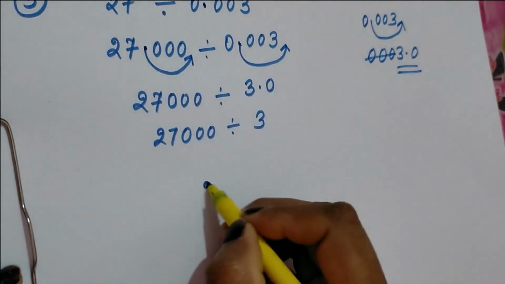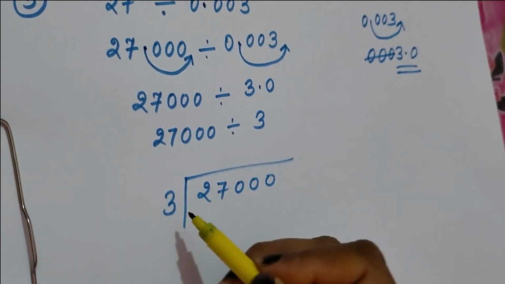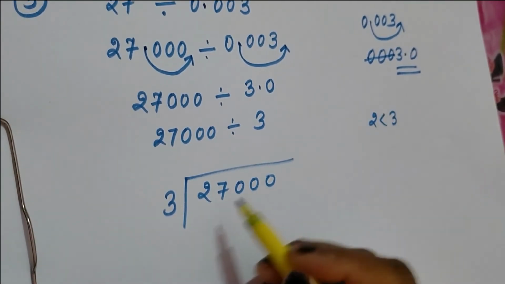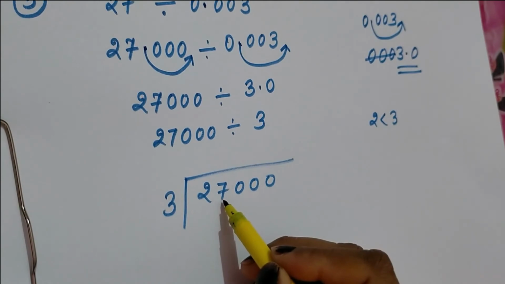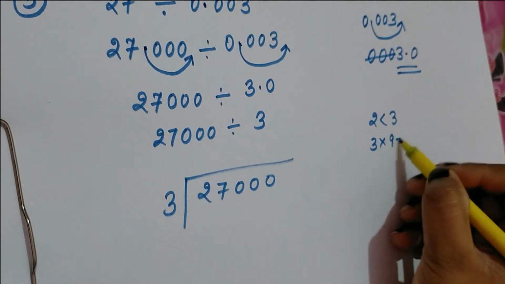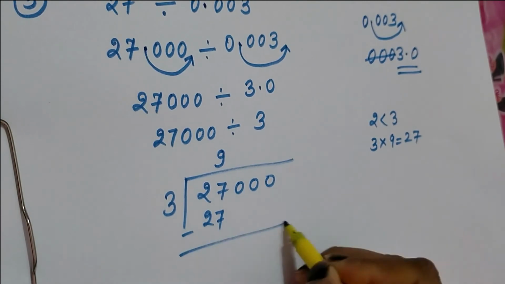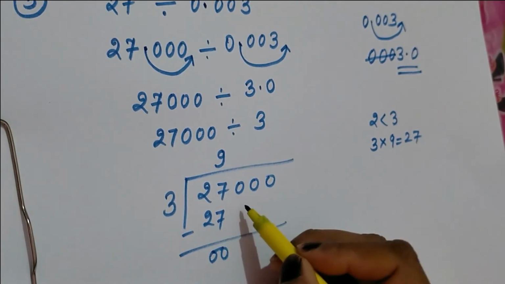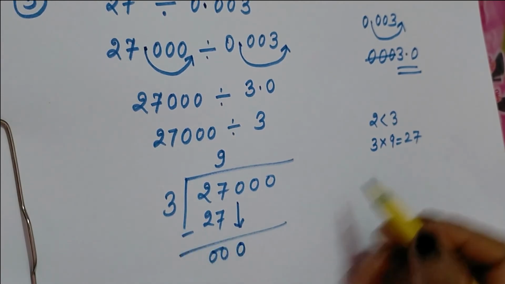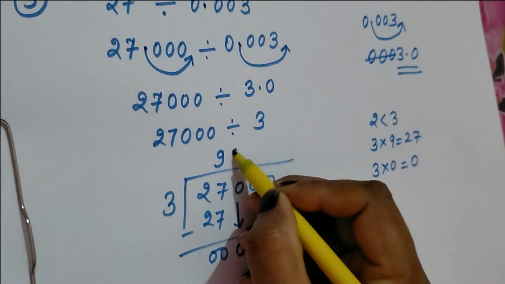Now we can go for the actual division here. 27,000 divided by 3. Here the divisor is one digit, so we will compare it with this 2. 2 is less than 3. So for the very first time we can add this 7 also. So now the number is 27, and we know that 9 times 3 is 27. So here I am writing 9, and here 27. 27 minus 27 is 0. Now we need to copy the 0 here. In the table of 3, 0 times 3 is 0. So we will write 0 here.